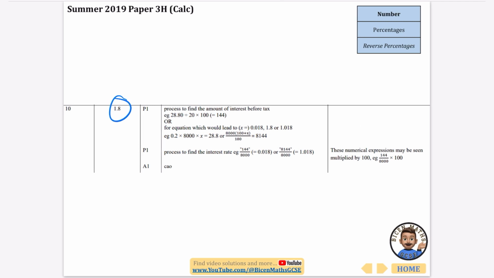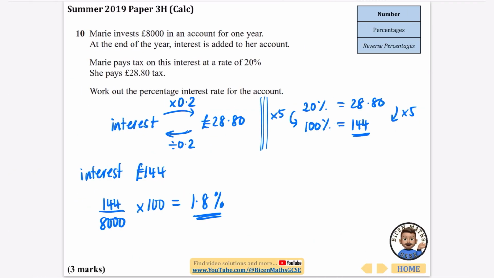Yep, it is 1.8%. So I'm going to stop this video here because actually in the next section, everything is all going to be about compound interest, which kind of flows on quite nicely from this calculator one that we've got here.